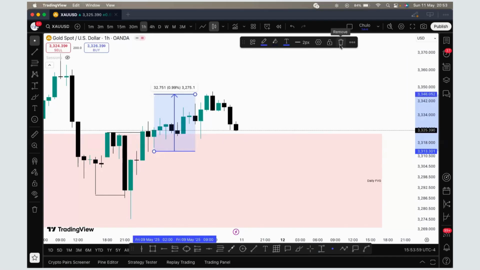Although I was stopped at break even because I wanted to swing the trade, this movement here came back and took me out at break even. But that's not a problem. We still have plenty of opportunities in the market.